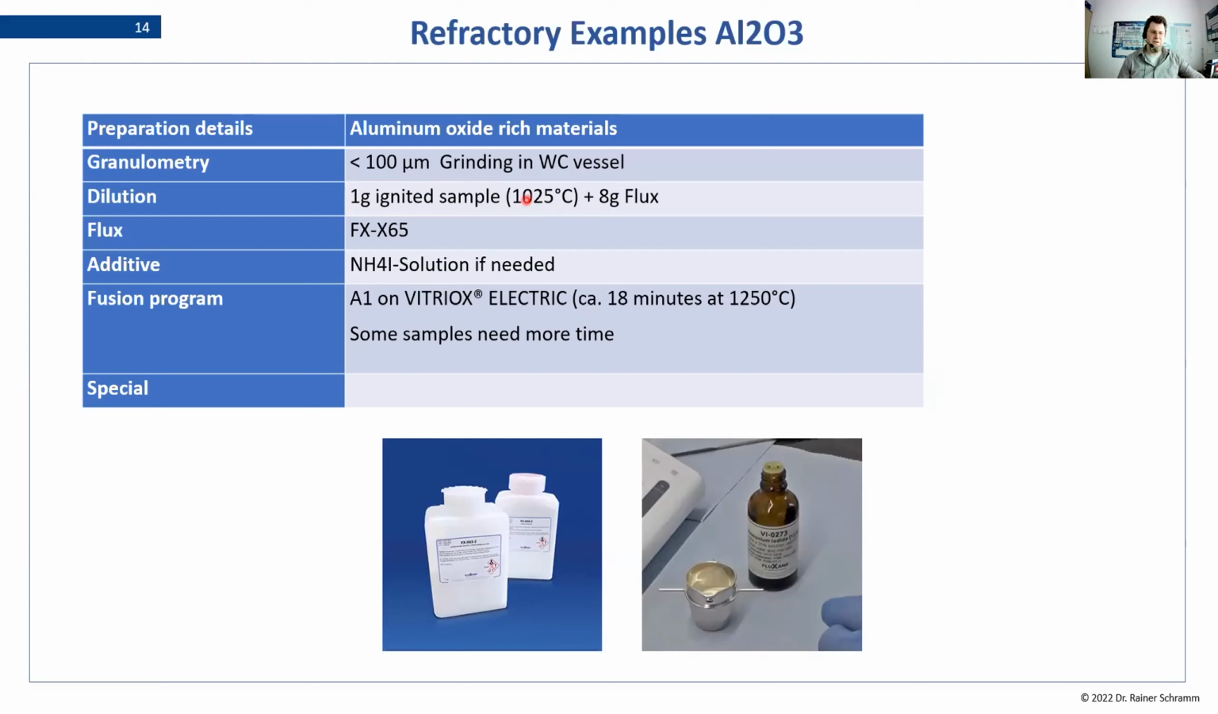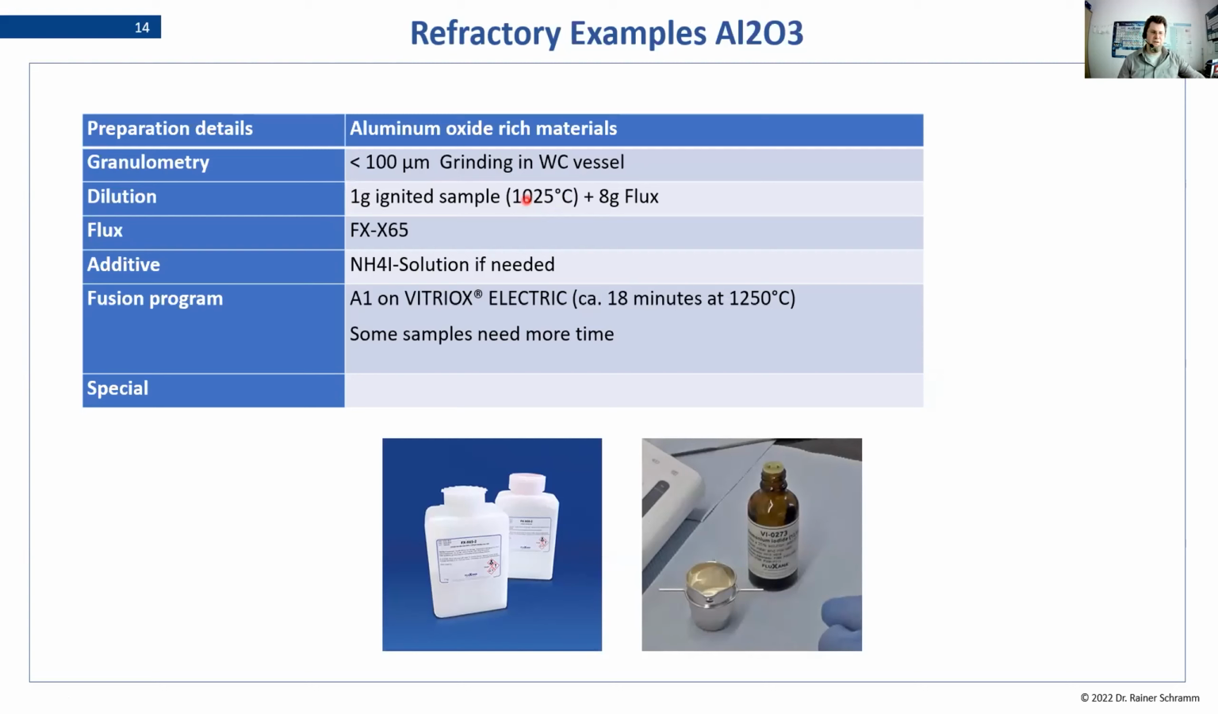1 gram of that ignited powder we mix with 8 grams of flux. The flux we use here is our trusted X65, which is 66% tetraborate, 34% metaborate, good for dissolving a lot of different chemical components. We use an additive here, which is ammonium iodide solution, and it says here if needed. So we usually try without, and if that fails, we add a few drops of that solution. You can see it here, it comes in these little bottles and you just put it on top.